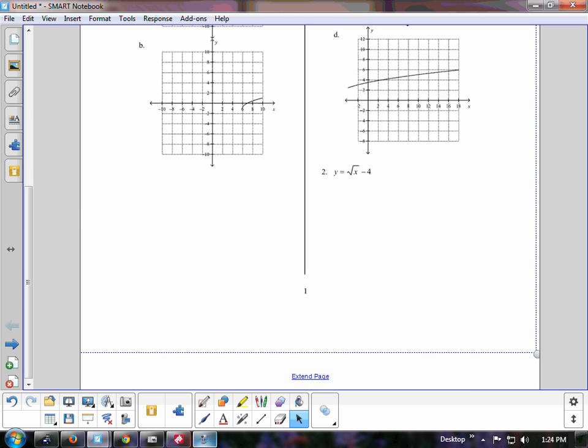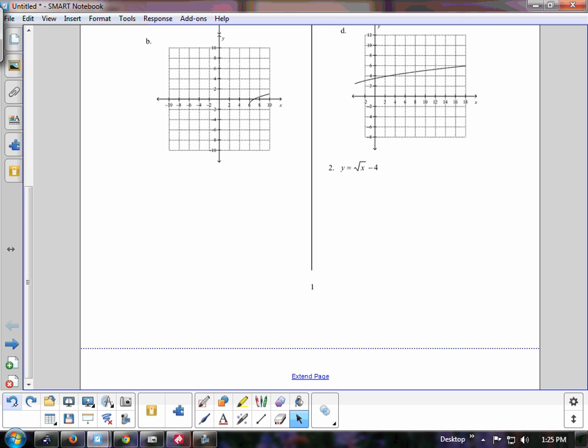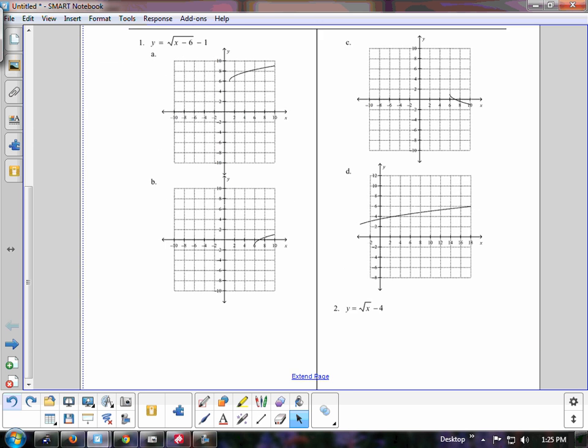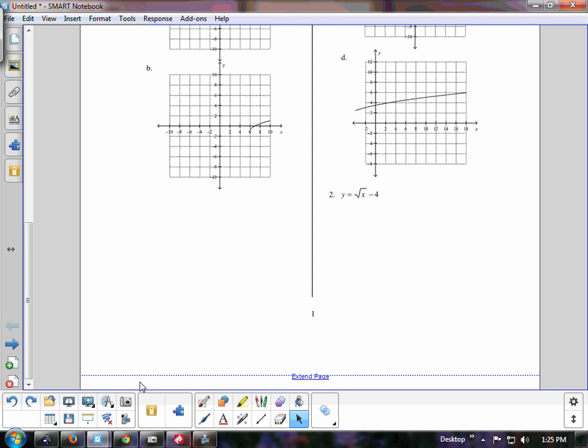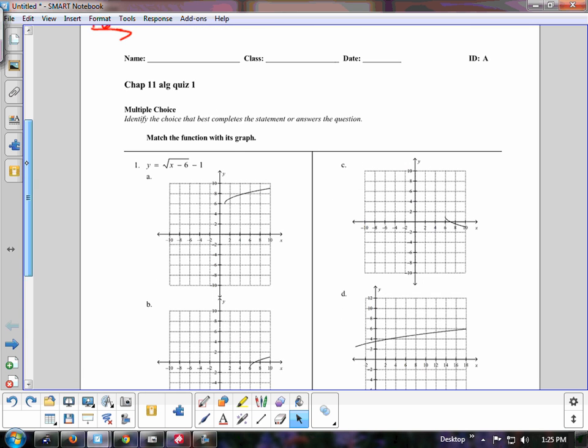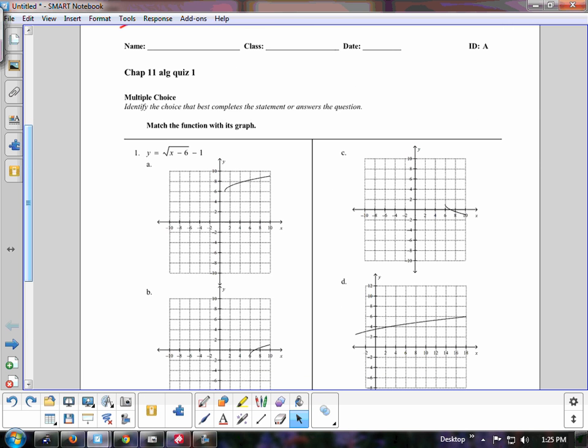Sorry, let's fix that. Okay, so we want the graph that goes to the right 6 and down 1. This one here goes up 6, so that's not correct. This graph here would be y equals the square root of x plus 6. That's not what we have.